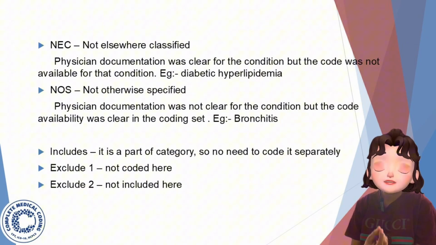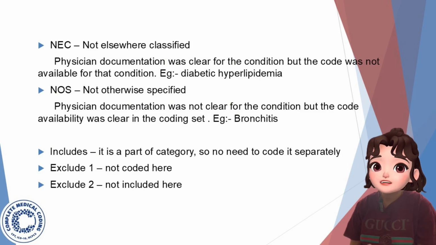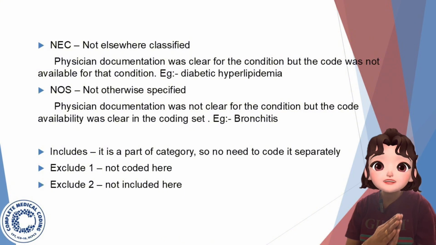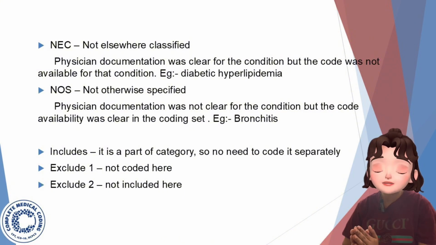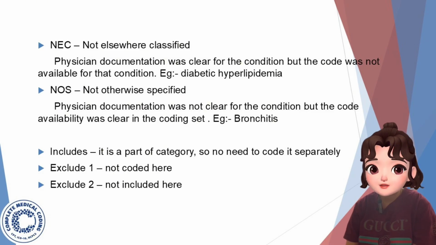The physician is just mentioning it as bronchitis. He has not mentioned whether it is acute or chronic. So in that case, you have to use NOS. It means the documentation is not clear, but there is a specific code. But we don't know what to code because the documentation is not clear. So in that case, NOS is used. Okay.